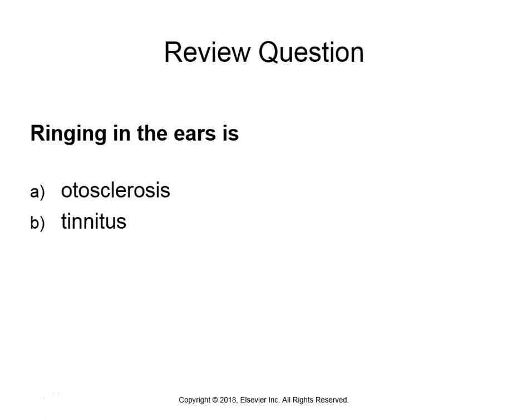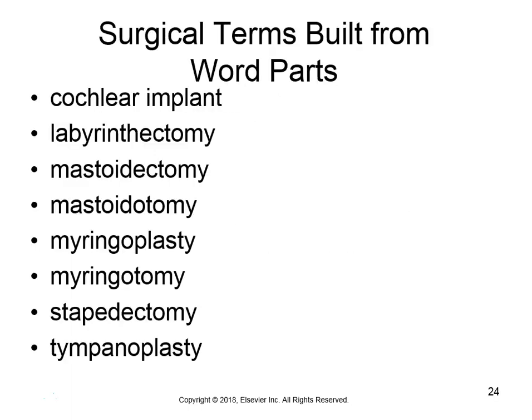All right, ringing in the ears. Hopefully you're saying tinnitus. And we are to surgical terms that are built from word parts. So as long as you know the suffixes, I'm pretty sure you're set. Cochlear implant is considered to be from word parts because cochlear means pertaining to the cochlea. So that would be an assistive device that is electronically implanted for individuals who have lost some hearing. And basically it just bypasses the cochlea.